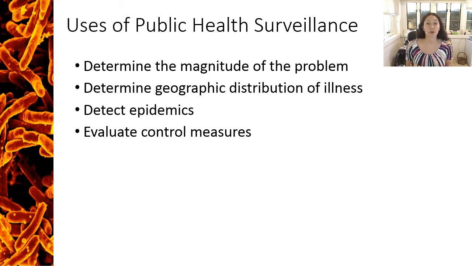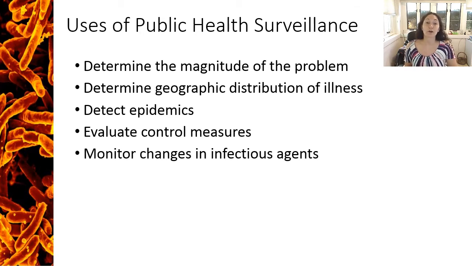This is allowing them to detect those epidemics and evaluate control measures. Okay, so for coronavirus, we've implemented quarantines. Has quarantine slowed the spread of the disease? Are we seeing the R naught, so how many people is being spread to from one infected individual, are we seeing that go down? And we are, which tells us that these control measures are working.